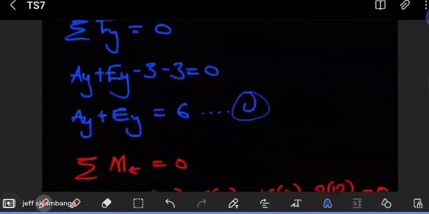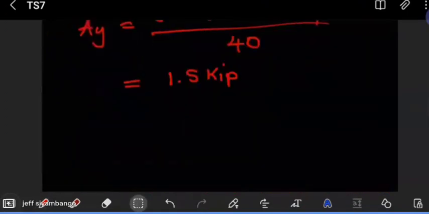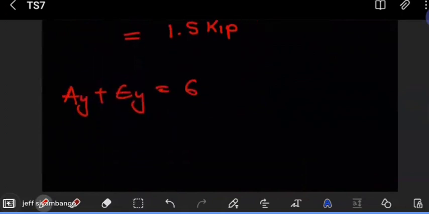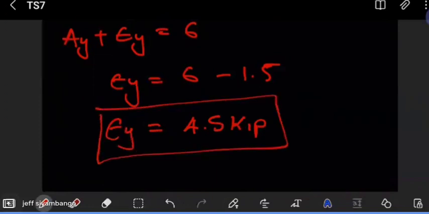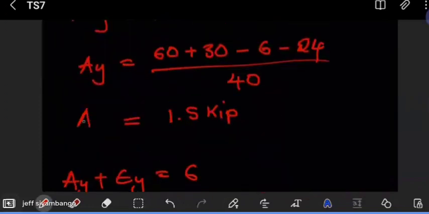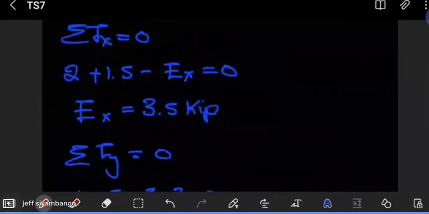When we go back to our equation 1, AY plus EY was equal to 6. So this implies that EY is equal to 6 minus 1.5. EY will be equal to 4.5. So we now have all the reactions. We can now move on to solve our problem.